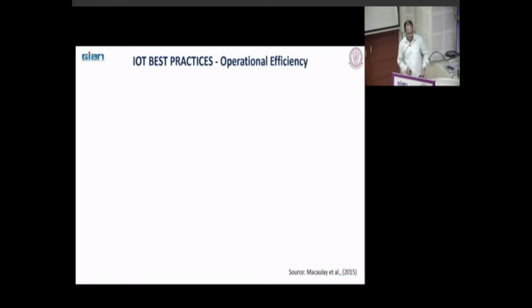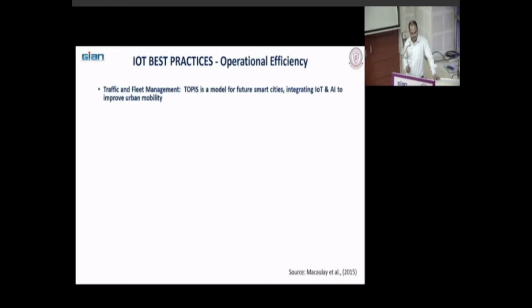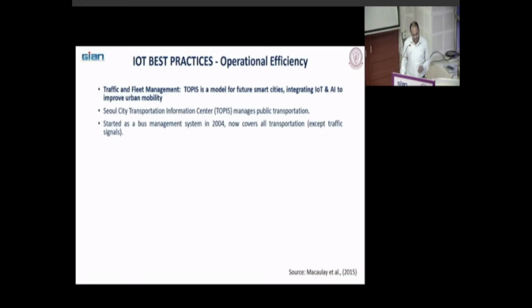Some of the best practices of this IoT to improve the operational efficiency. Traffic and fleet management. So these are the real cases. TOPIS is a model for future smart cities integrating IoT and AI to improve the urban mobility. So actually in South Korea, Seoul city transportation, they are using this TOPIS, which manages the public transportation. They started as a bus management system in 2004, now it covers all transportation except traffic signals. It enhances the urban mobility through real-time data collection.